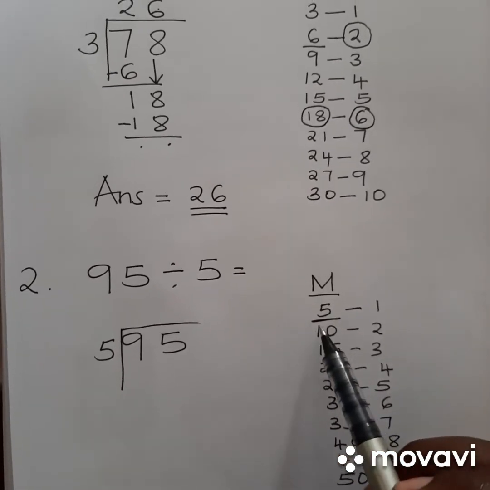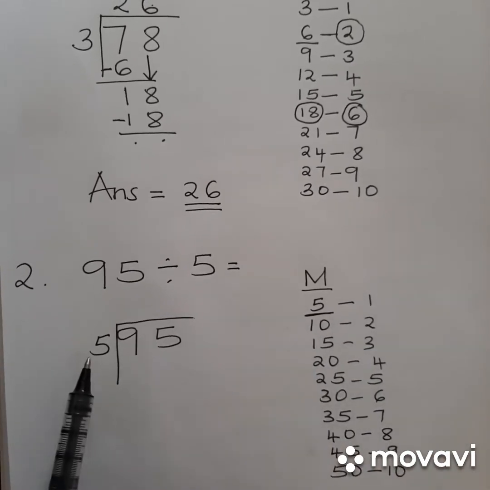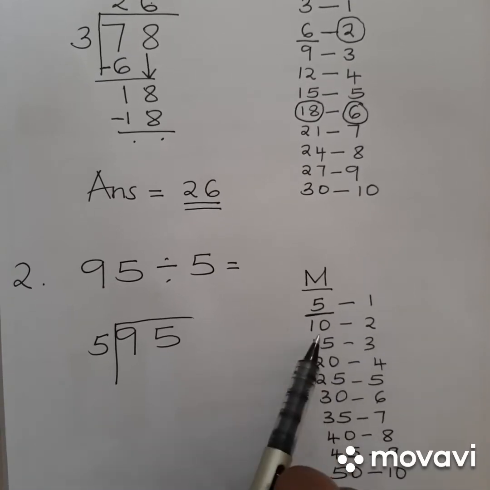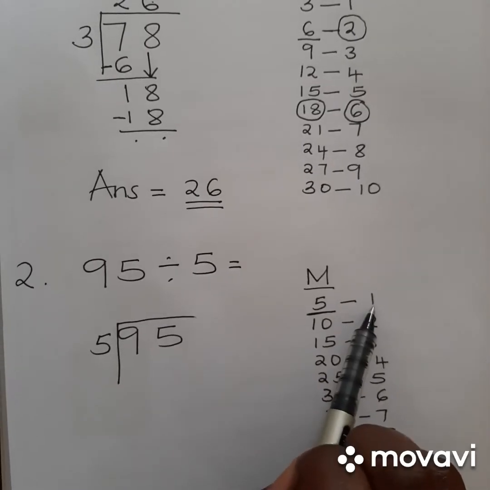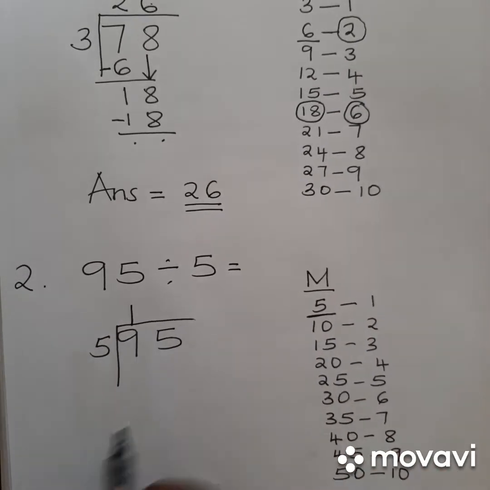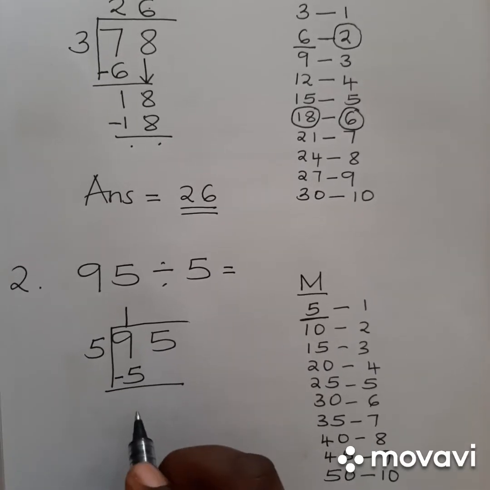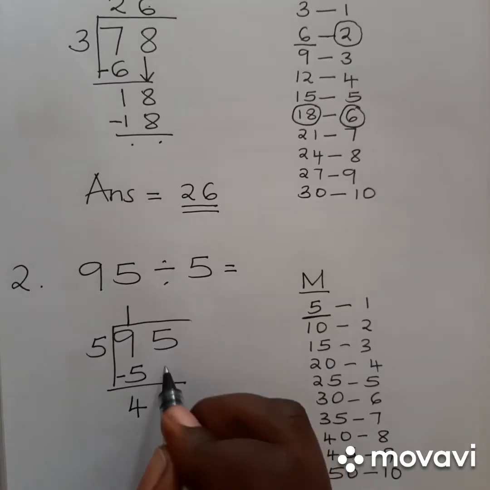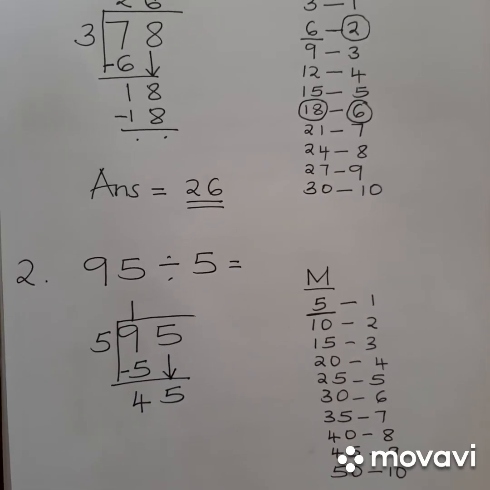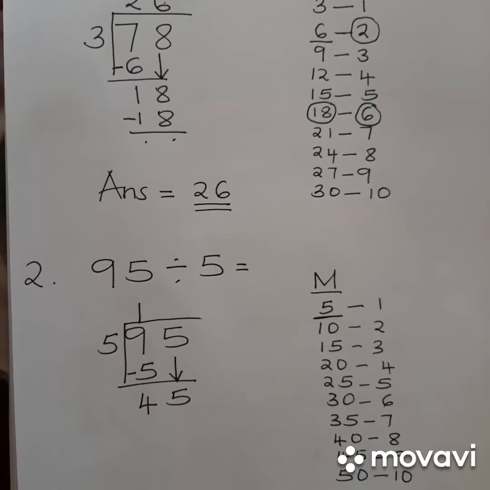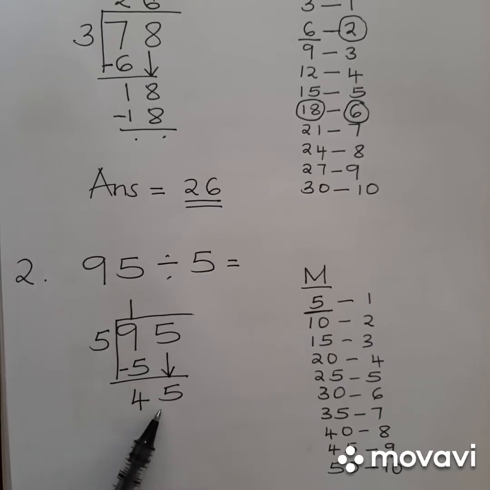So that tells us 5 cannot be in 9 2 times, because for 5 to be in something 2 times, that should be more than 10. So 5 can be in 9 only once. So you write 1 there. 5 times 1 is 5. You subtract. 9 minus 5 is 4. And then you drop the other digit. You're left with 45. So you still ask yourself, how many 5s are in 45?